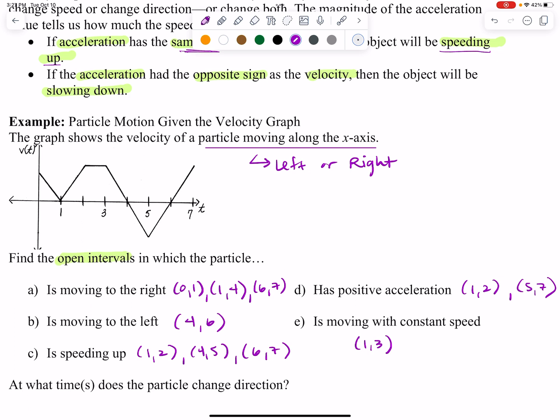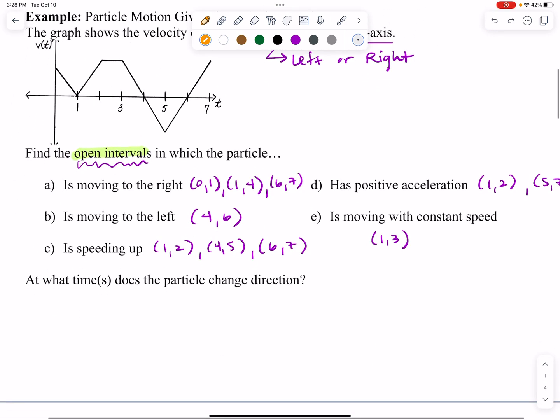Okay. Before we move on to at what times the particle changes direction, I do want to point out that if this hadn't been stated, so if we hadn't been explicitly asked for open intervals, at t equals 0, velocity is positive. So we would want to have included 0 in that case. And then same thing at t equals 7, velocity would have been positive at that endpoint, and we would have wanted to include 7. But again, you want to make sure you're reading the directions, and the directions did say find the open intervals.